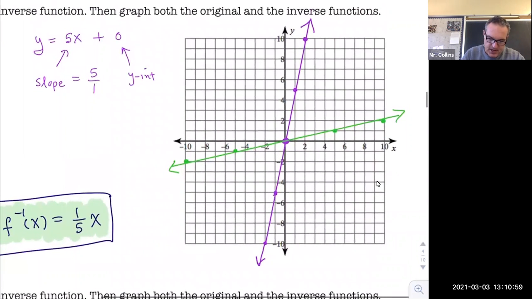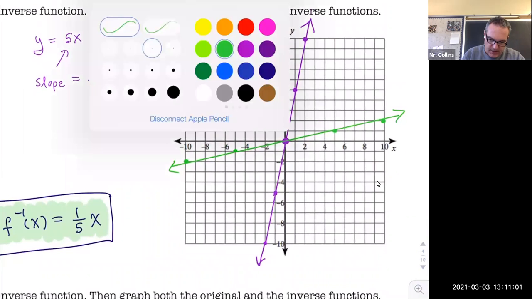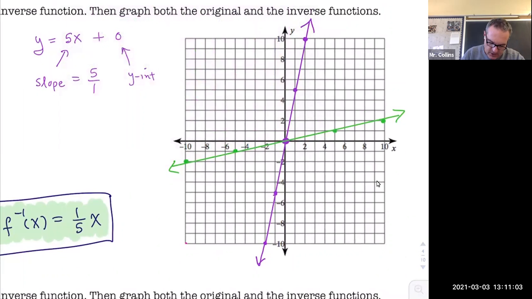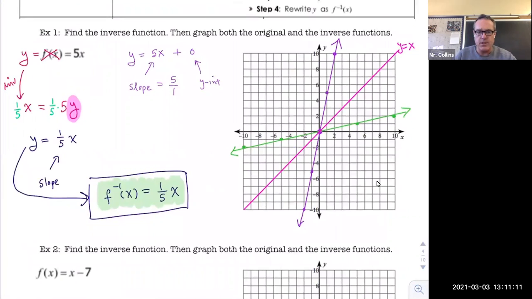And then your fail-safe, your ultimate check with anything with graphing inverses: if you take a peek at the line y equals x, you ought to have symmetry in that line. And it's pretty clear to me that we do. So we graphed this correctly.